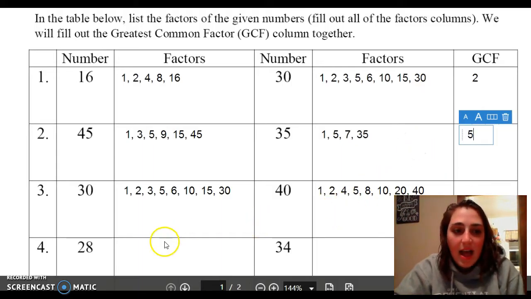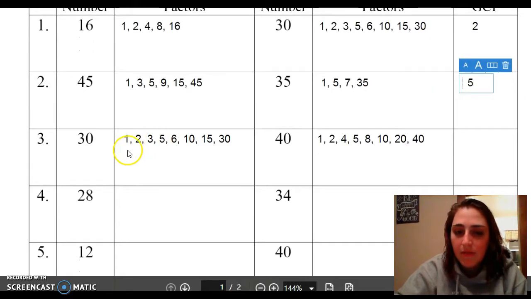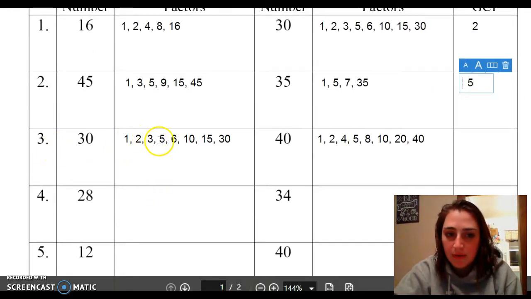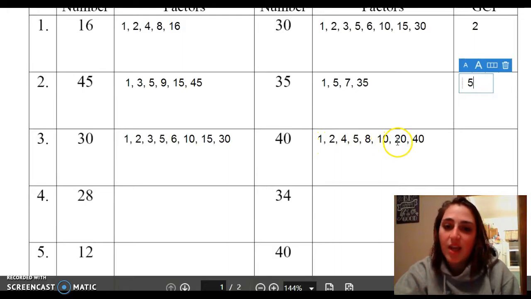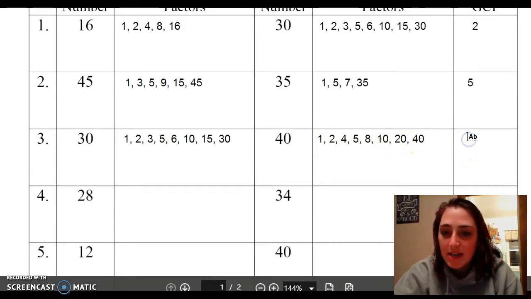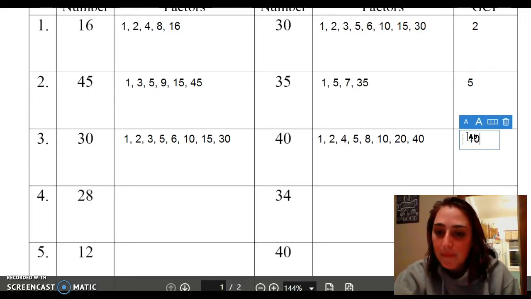Okay. And then for 3, we have 30 and 40. So 1, 2, 3, 4, 5, 6, 10, 15, 30. 1, 2, 4, 5, 8, 10, 20, 40. Highest is 10. So your greatest common factor, the largest number they have in common, is 10.